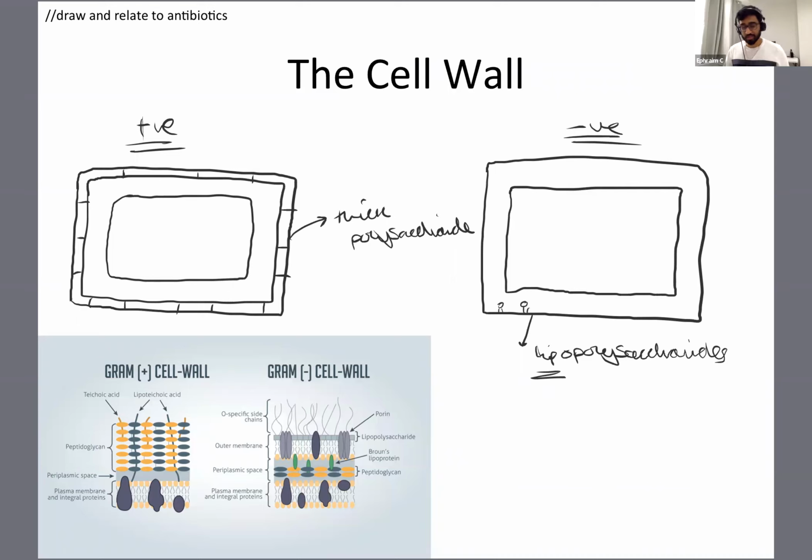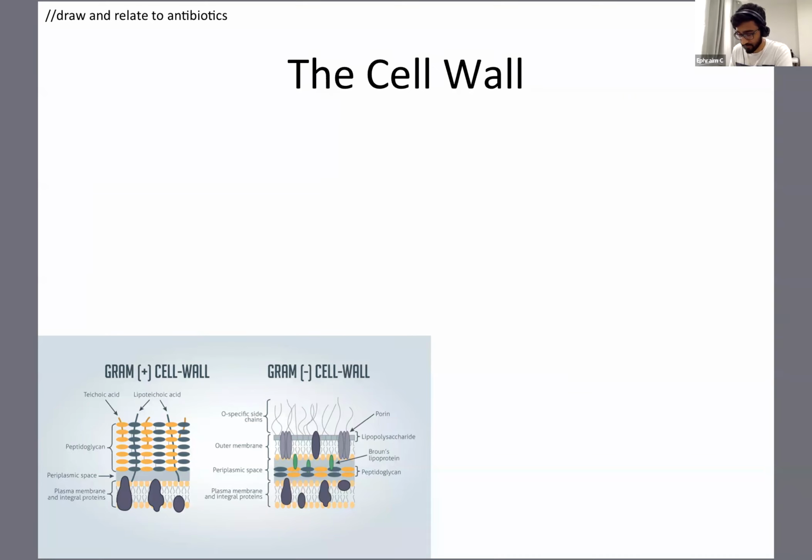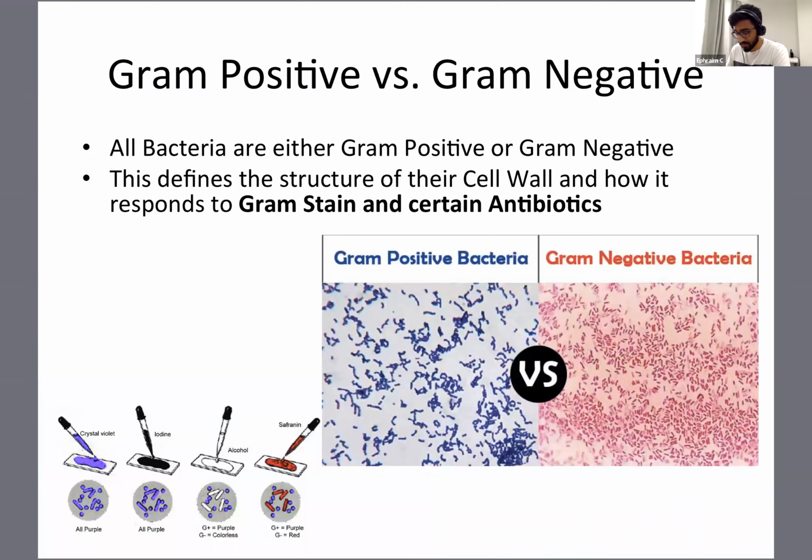Knowing the structure of these cell walls is going to be imperative to knowing, first of all, what type of bacteria your patient has been infected with, and secondly, what kind of antibiotics to give, because different antibiotics react differently. Some antibiotics will be allowed to get into the cell wall, some won't, and we'll talk about that in just a minute. So those are the two structures you should be aware of for all bacteria: gram-positive and gram-negative.